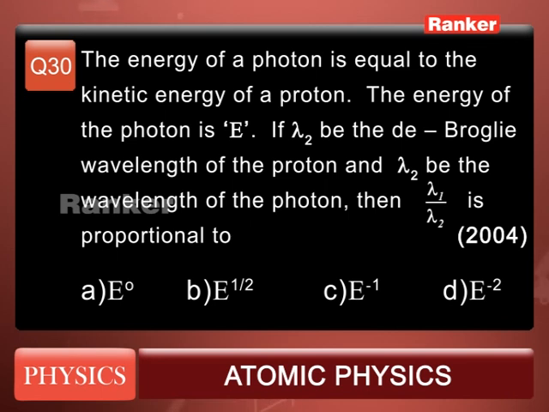Anything to the power 0 is 1. That means there is no such relation. It is understood according to the first option given there. And the second option he says e to the power half, so you can understand it is root under e. Third option he said e power minus 1, and the fourth option is e to the power minus 2. What is the correct option?